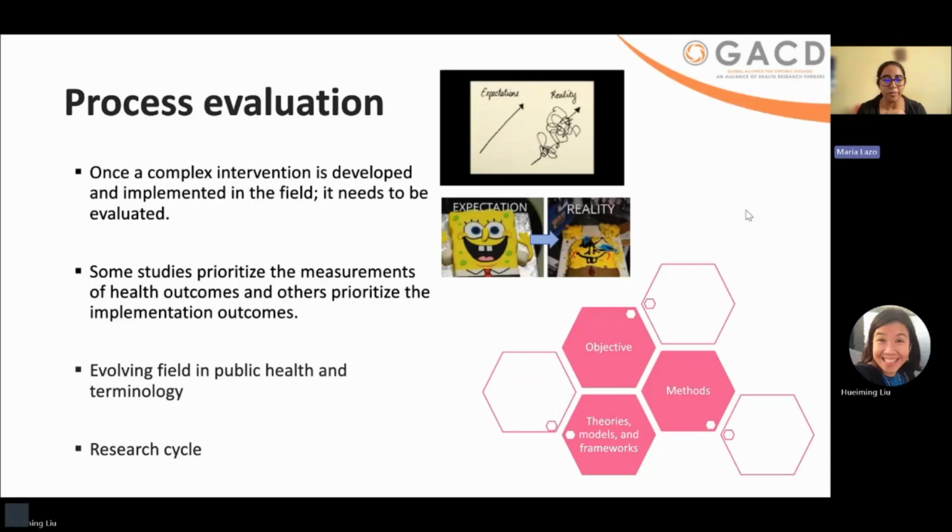And another relevant aspect is that process evaluation can be used at any moment of the research cycle, from informative studies to scale-up. The main idea is that it's relevant to define the objective, define the methods to be used, and the theory, model, and framework that will be applied during a process evaluation.